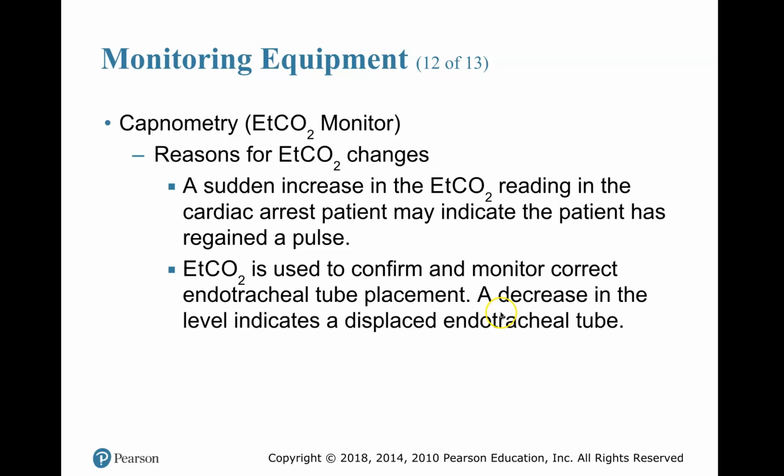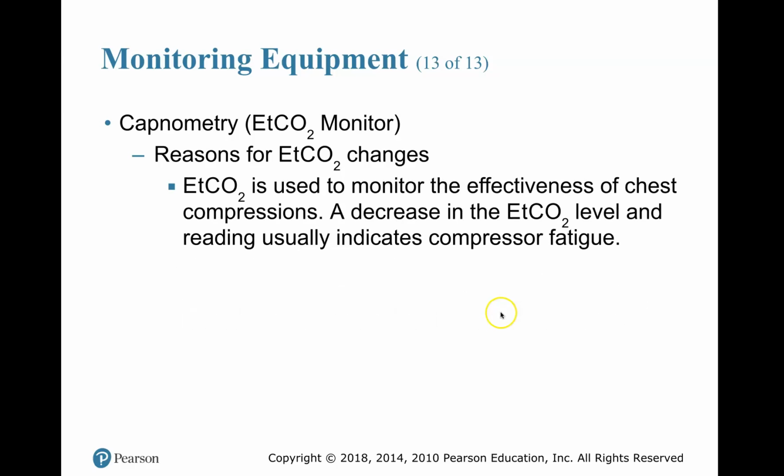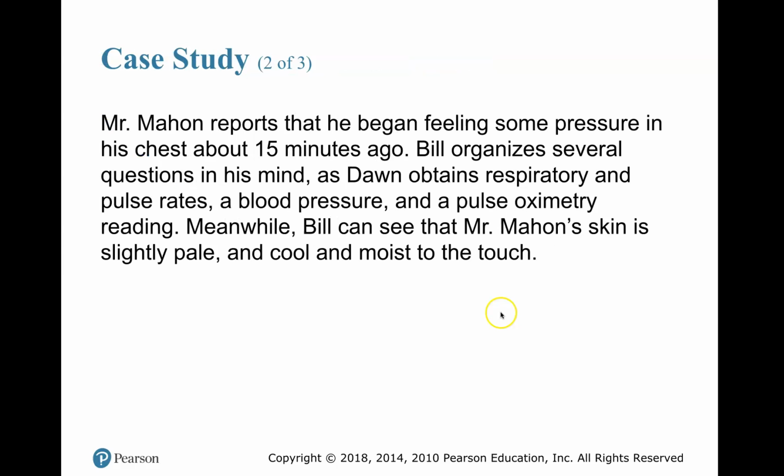A sudden increase in EtCO2 reading in the cardiac arrest patient may indicate the patient has regained a pulse. That's a good thing. EtCO2 is used to confirm and monitor correct endotracheal tube placement. A decrease in the level indicates a displaced endotracheal tube. That is a paramedic skill that if you ever go to paramedic school, you will learn and become familiar with. EtCO2 is used to monitor the effectiveness of chest compressions, because when we compress the chest, we compress the lungs, and we want to try to expel that CO2. A decrease in EtCO2 reading usually indicates compressor fatigue. Oh, so there we go. We can tell when you're getting tired just by looking at the EtCO2.